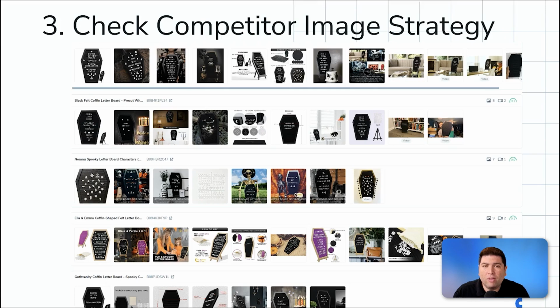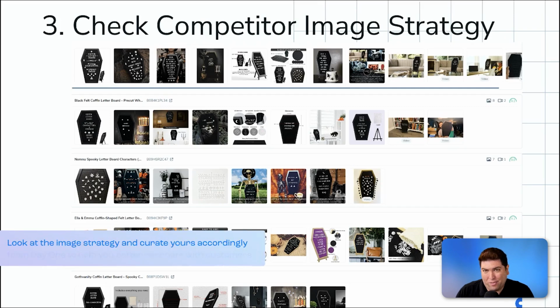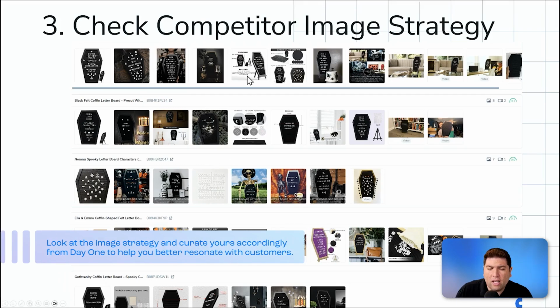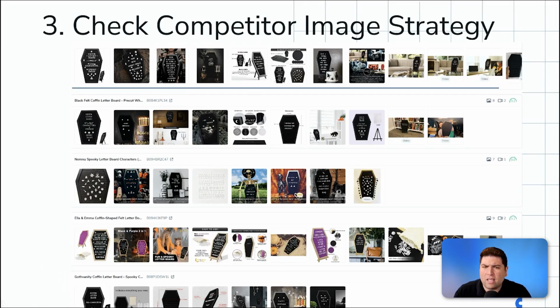You're making a brand new listing. Have the right images from day one. Take advantage of the trials and tribulations that your competitors have been going through, and you have the right listing from day one. So look at the image strategy. Does everybody have an infographic with dimensional sizes? If you're in collagen peptides, does everybody have an image of somebody drinking coffee at the table? That means you should probably do that.